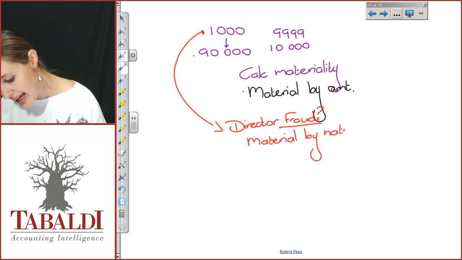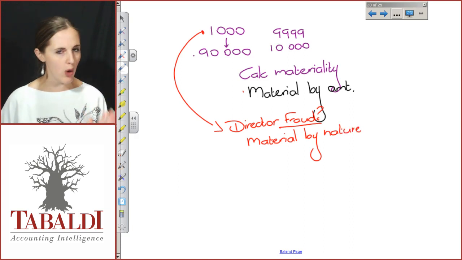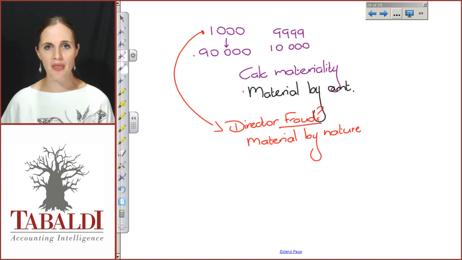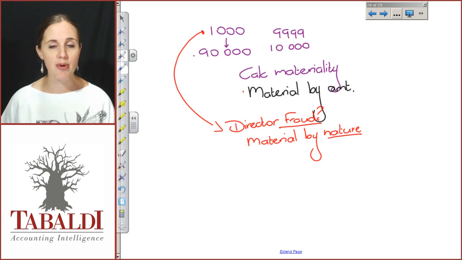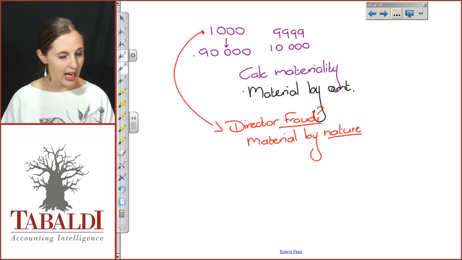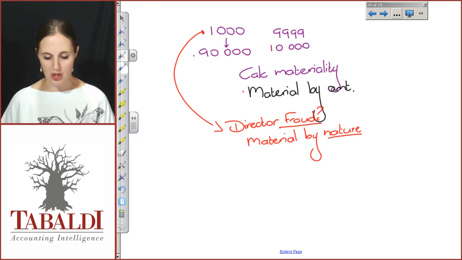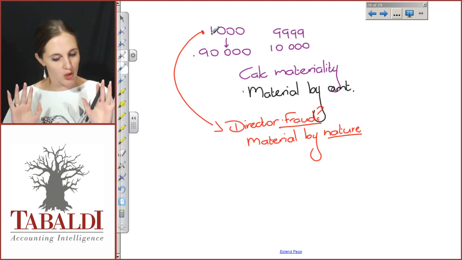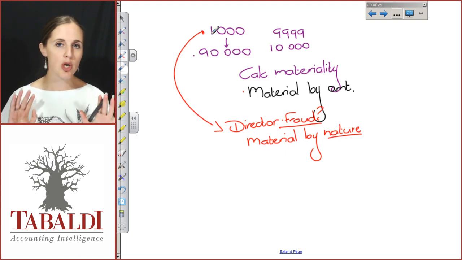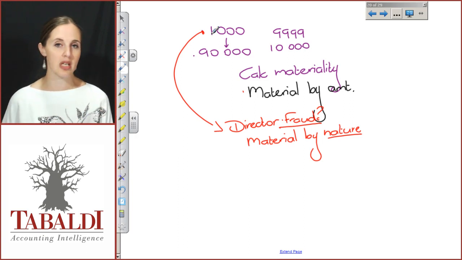So material by nature basically means that it doesn't matter what the amount is. It could be R1, it could be 100,000 Rand. It doesn't matter what the amount is. But the nature of the misstatement, the type of error that it is, means that it doesn't matter how much it is, you would have changed your mind. It would influence your decision. And most of this comes down to fraud or items that are not legal, illegal transactions. We generally say, I want nothing to do with that. I would not invest in the company. Even if it's just R1, it's fraud. I don't want to touch it.